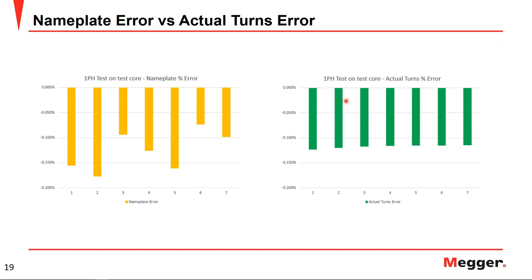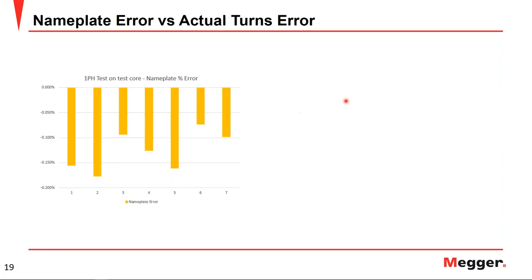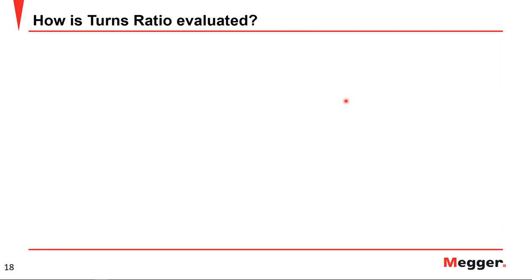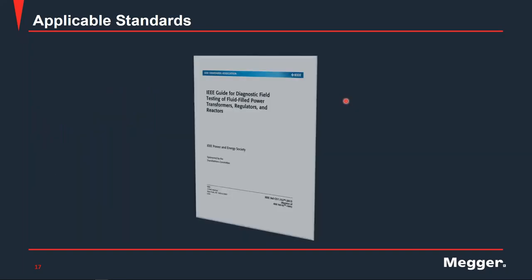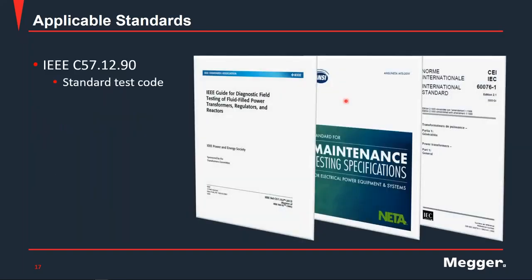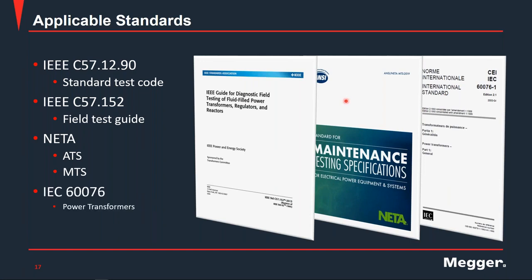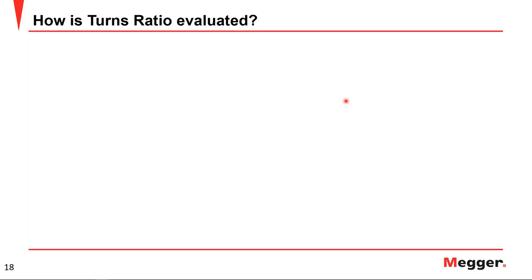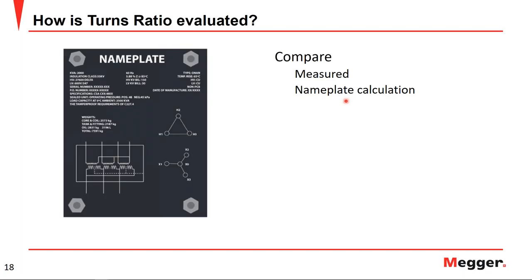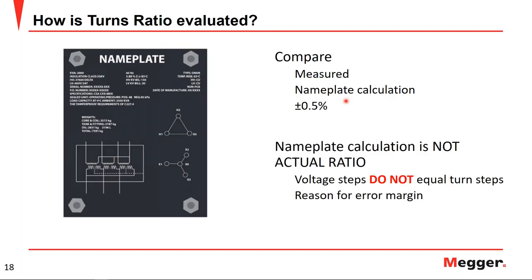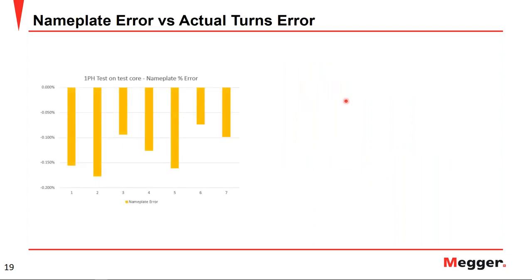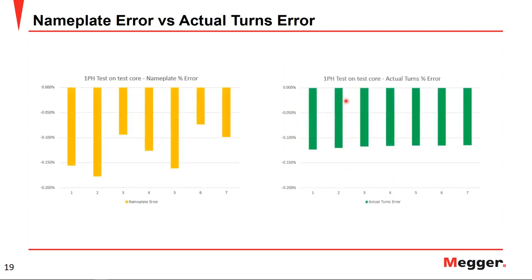So all of the testing that you're going to be doing in the field, all of the testing that is described in the standards, is to that plus or minus 0.5%, to allow for that discrepancy, where the voltage values on the nameplate do not correspond one-to-one to the number of actual turn steps within the transformer. I hope that answered that person's question.